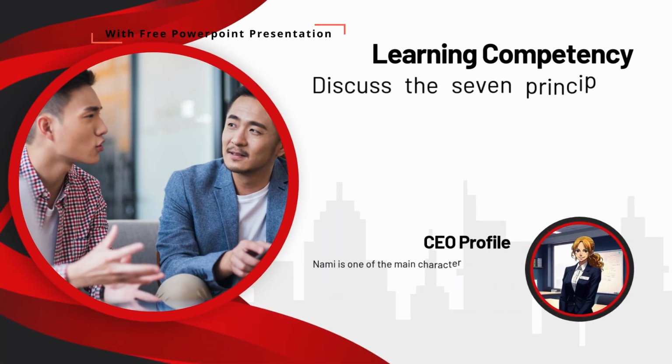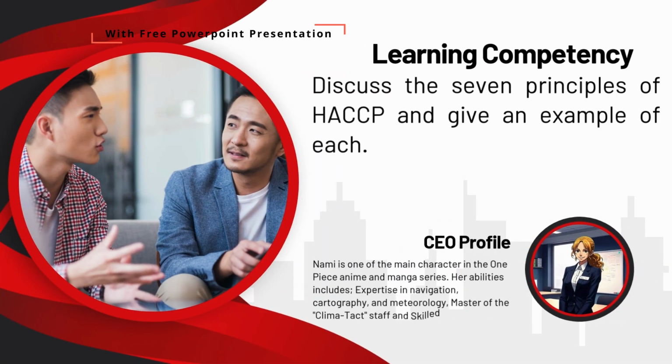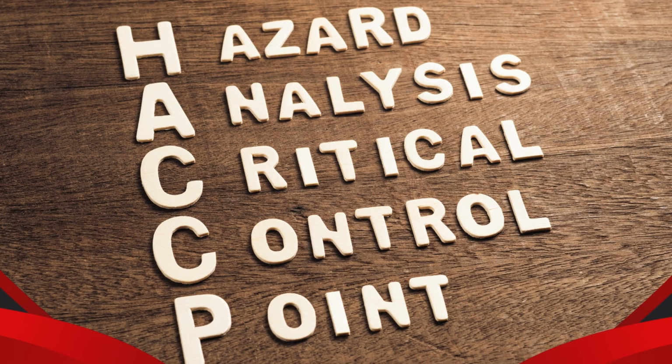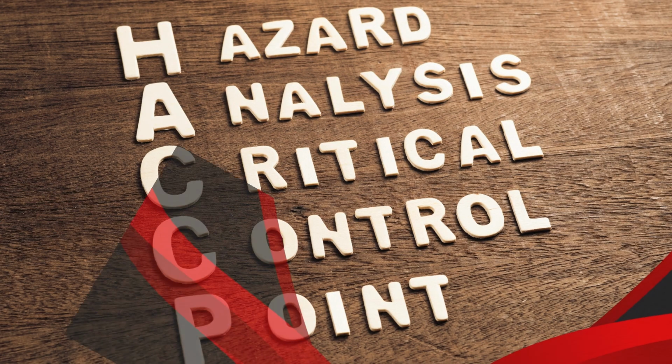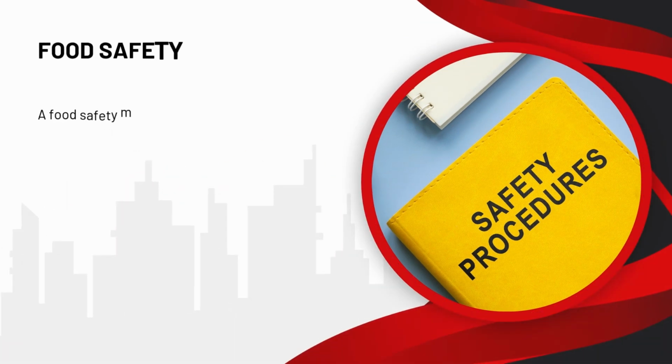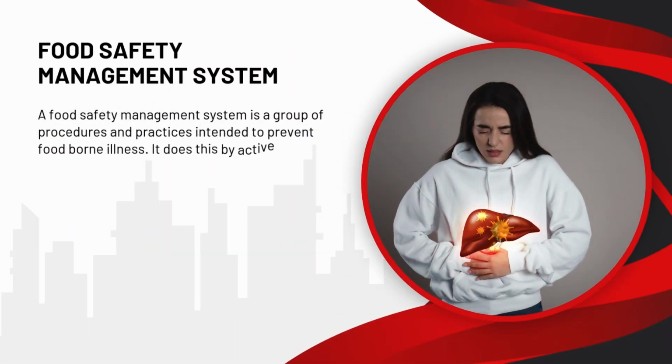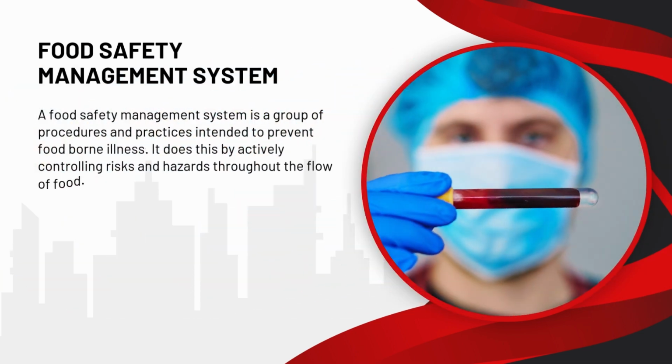Learning competency: discuss the 7 principles of HACCP and give an example of each. The 7 principles of hazard analysis critical control point, or HACCP. A food safety management system is a group of procedures and practices intended to prevent foodborne illness. It does this by actively controlling risks and hazards throughout the flow of food.